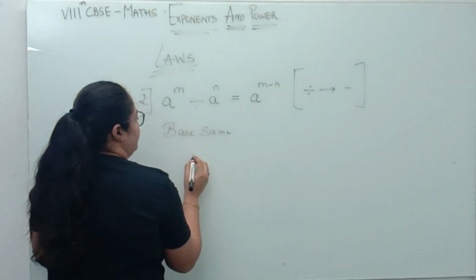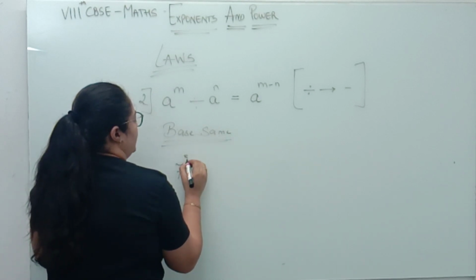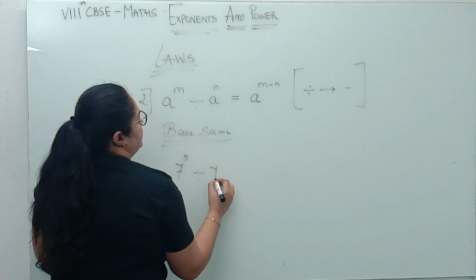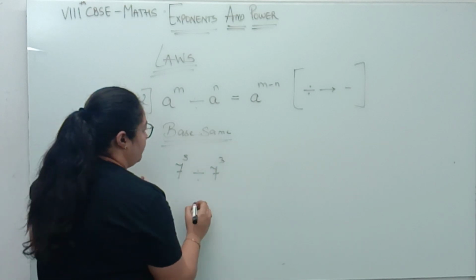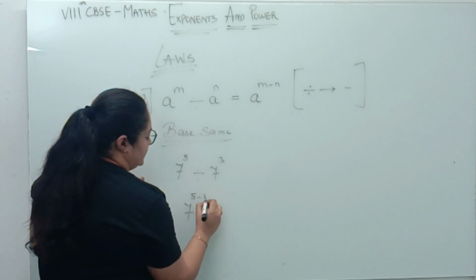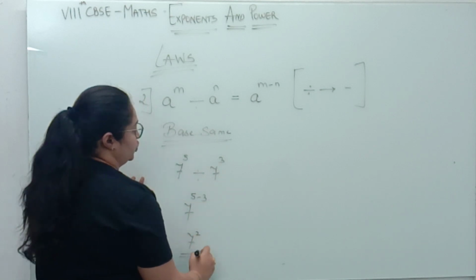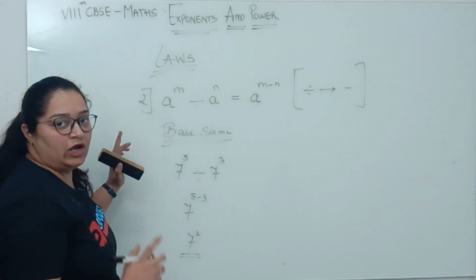Now the base is the same. Let us take an example. 7 raised to 5 divided by 7 raised to 3. What will be the answer? The base remains the same. 5 minus 3 is equal to 7 raised to 2. This is the second law.